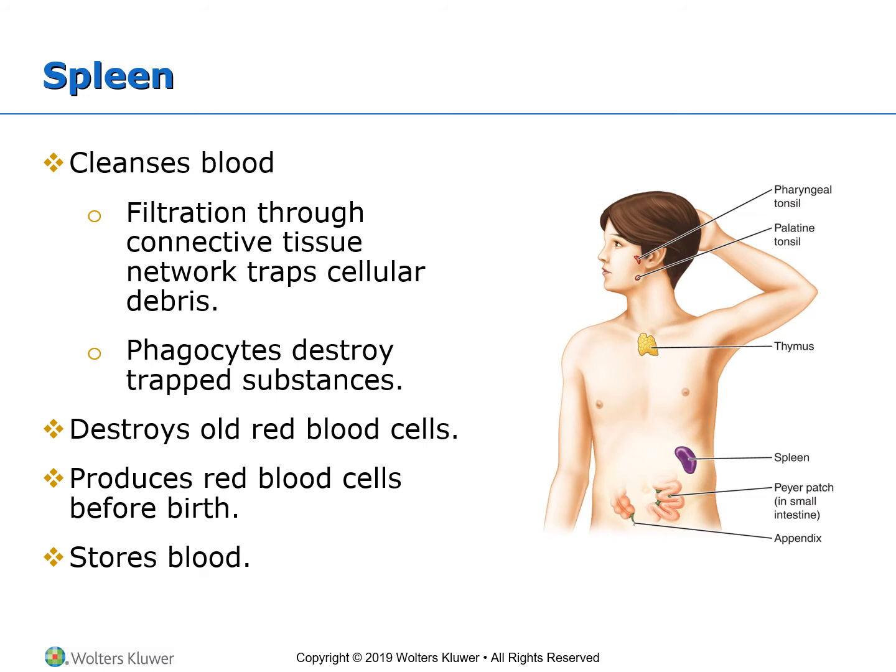Along with its function of filtering, the spleen also destroys old and worn out red blood cells. By destroying those cells, iron and byproducts of hemoglobin are released and sent to the liver. In the spleen, we also can produce some of the red blood cells, and that happens in the fetus before birth. It is also a reservoir, as I said, for blood that can be returned when needed.